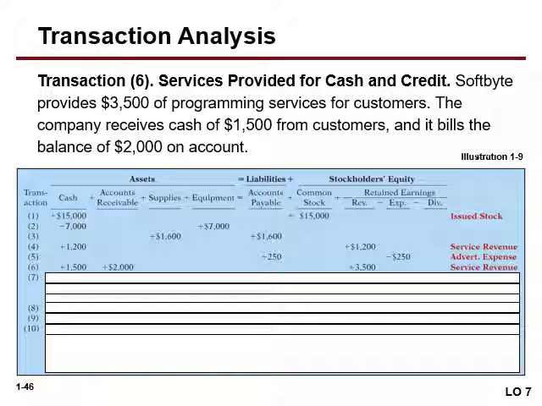SoftByte provides 3,500 of programming services for customers. The company receives cash of 1,500 from customers and it bills the balance of 2,000 on account. So cash increased by 1,500, accounts receivable increased by 2,000, and on the right side the revenue increased by 3,500.